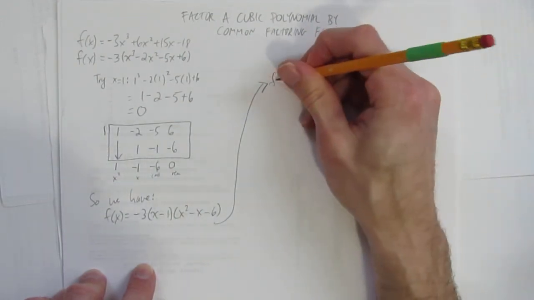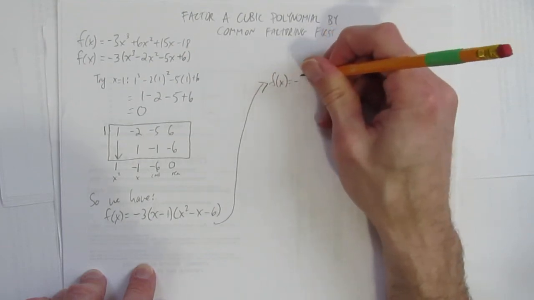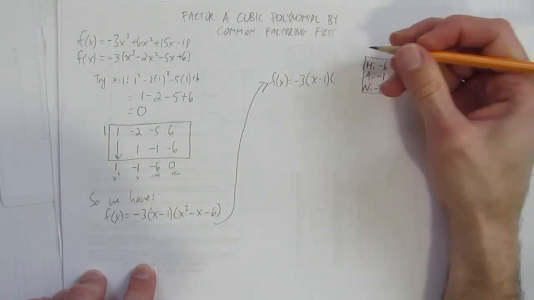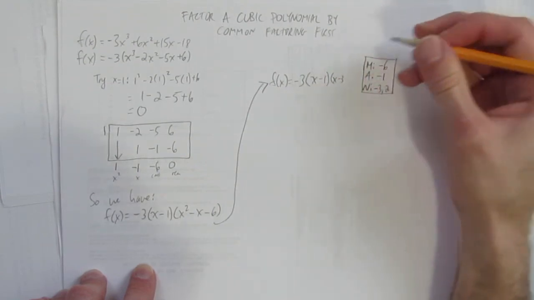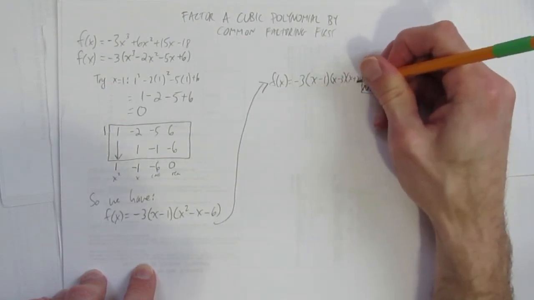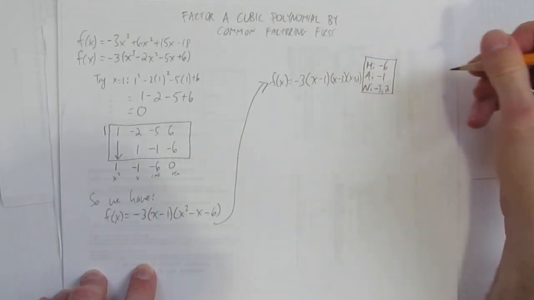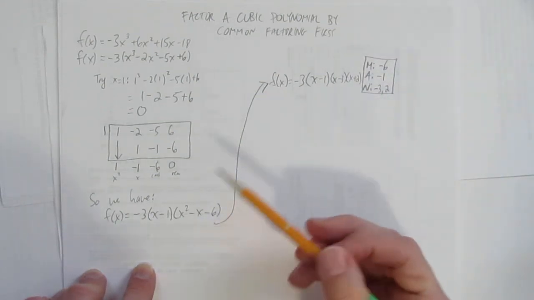And so I have f of x equals -3 times x minus 1, and then an x minus 3 and an x plus 2. Good thing I put this in a box to separate it from my work so I don't get a communication error. Let's review what we've done here.